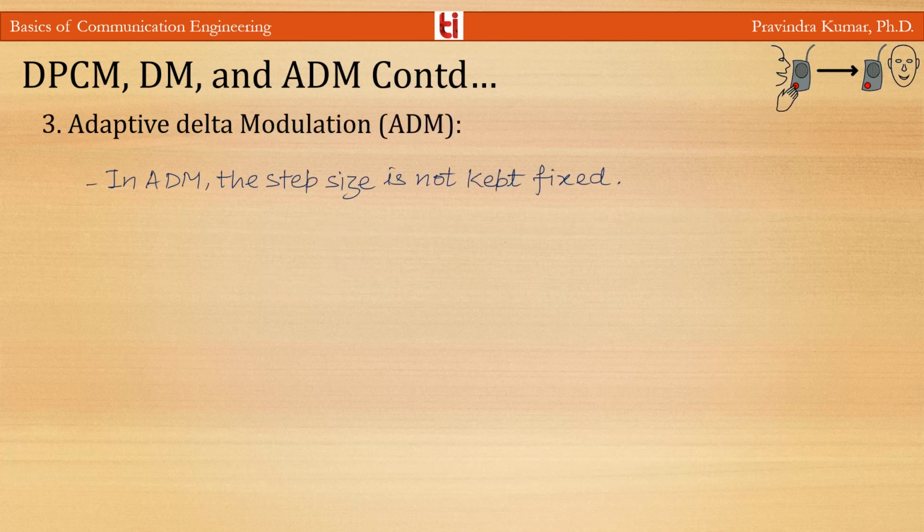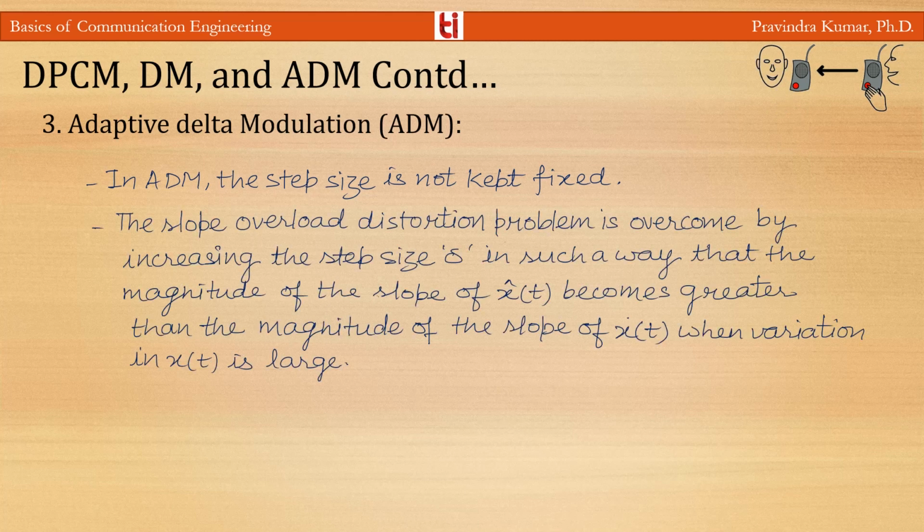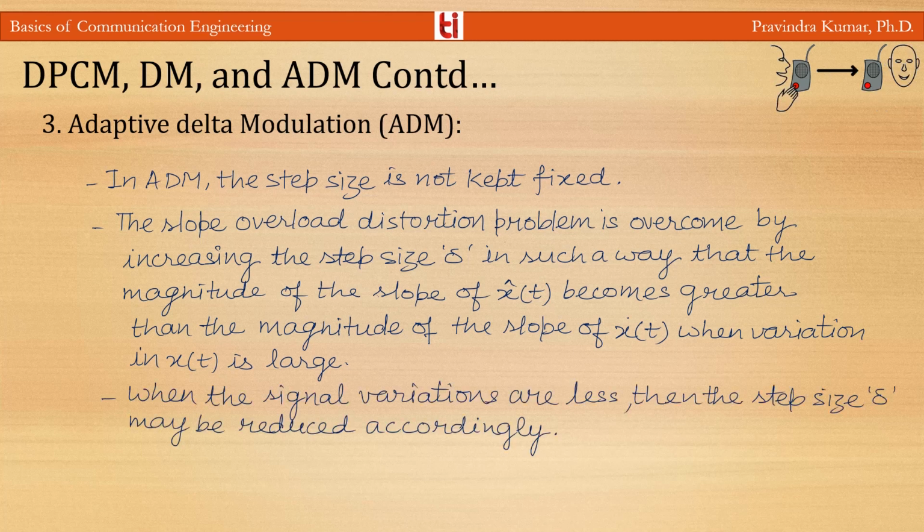Now we will discuss adaptive delta modulation, ADM. In ADM, the step size is not kept fixed. The slope overload distortion problem is overcome by increasing the step size in such a way that the magnitude of the slope of x cap(t) becomes greater than the magnitude of the slope of x(t) when the variation in x(t) is large. Similarly, when the signal variations are less, then the step size may be reduced accordingly. So the step size adapts, changing with the slope of the signal x(t).